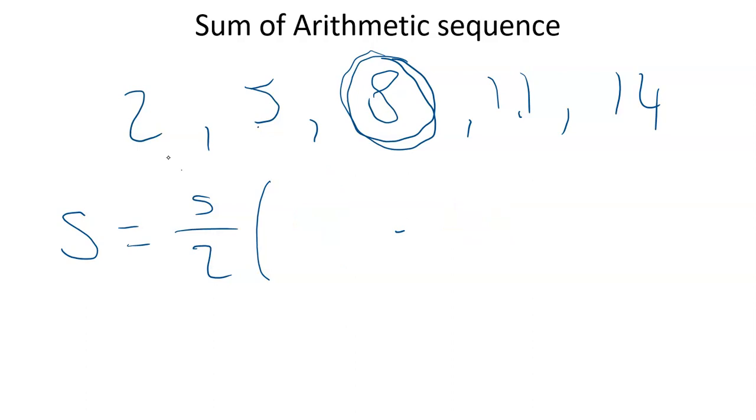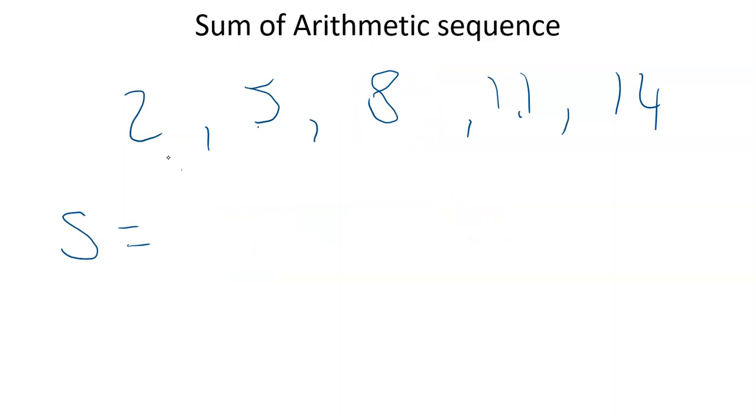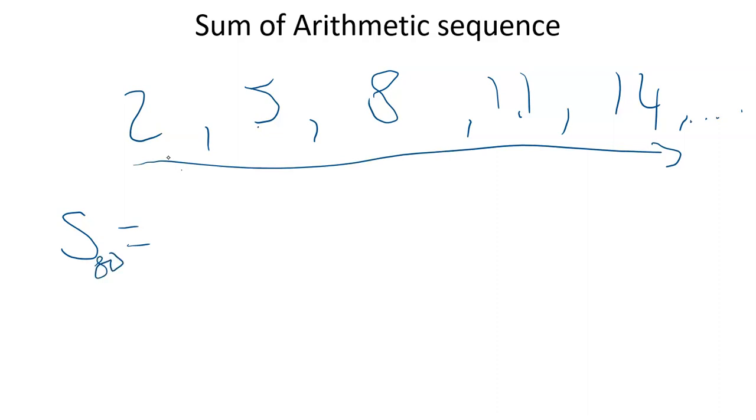But what if we didn't know? What if instead I said, I haven't written it all out, here's the sequence, but I want the first 80 terms. These are the first 5, but I want all 80 worked out. So I want S of 80. Well, that's going to be n over 2, so the number of items over 2 is 80 over 2. And then the first term, well, I know that, that's 2.